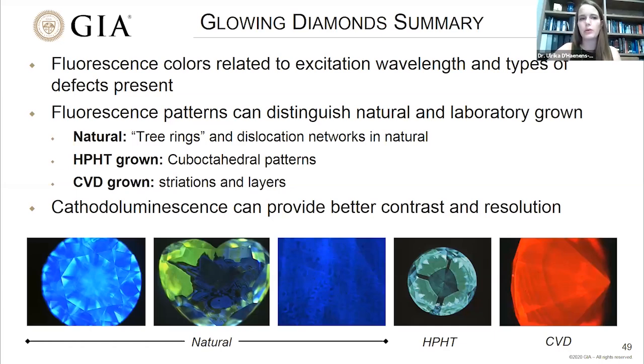As a quick recap, the fluorescence colors are related to the excitation wavelength, so whether you're using long, short, or deep UV light, and the type of defects that are present. And then for the patterns, for natural diamonds we'd be expecting to see something like tree rings or potentially dislocation networks. For the HPHT grown diamonds, we'd be expecting to see cuboctahedral patterns. And then for the CVD grown diamonds, we can see striations and layers. And then using cathodoluminescence techniques, we can provide much better contrast and resolution.